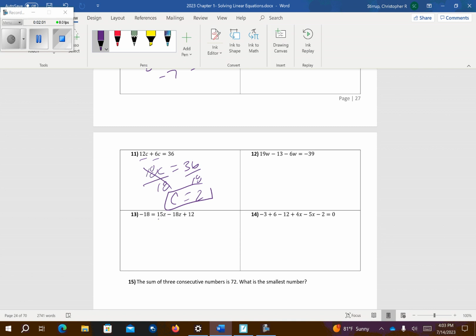Number 13, I'm going to combine my z's. So I have negative 15 minus 18z, which is going to be negative 3z plus 12. To make our line, subtract 12 from both sides. So I get negative 30 equals negative 3z. Divide each side by negative 3, and so z will be equal to positive 10.